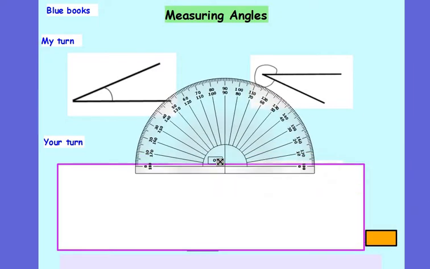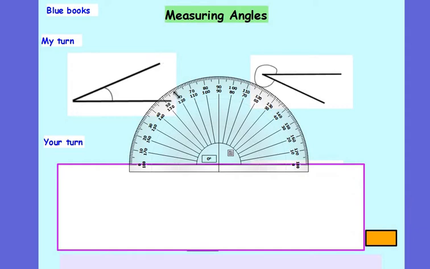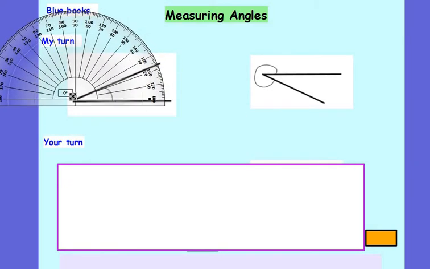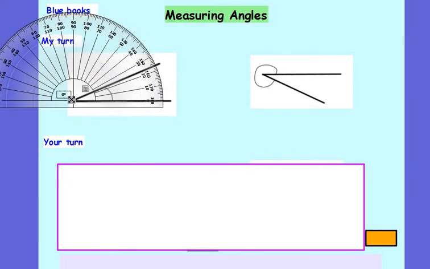So this first angle, what type of angle do we call this type of angle, Rowan? It's an acute angle, lovely. So to measure my angle, I line up the base of my protractor with the bottom of my angle and I look at where this line extends to. So this extends to 23 degrees.